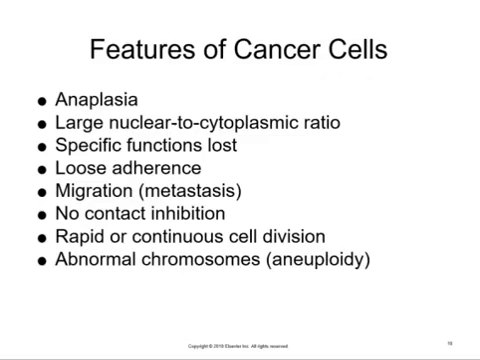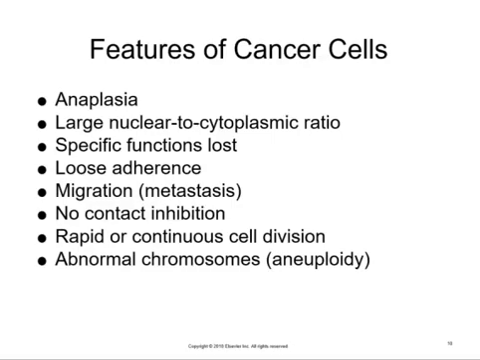Anaplasia refers to the loss of specific morphology. As they become malignant, they begin to become smaller and rounder. Hence, many malignant cells tend to look very similar. They have a much larger nuclear to cytoplasmic ratio because a cancer cell's nucleus is larger than a regular cell nucleus, and the cancer cell itself is smaller than a normal cell. So you've got a large nucleus and a small cell.